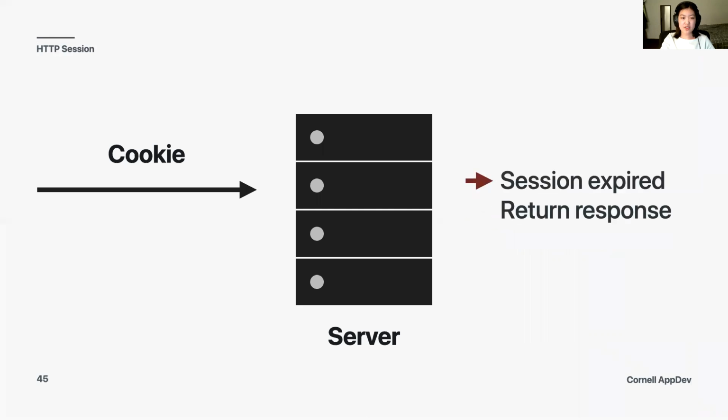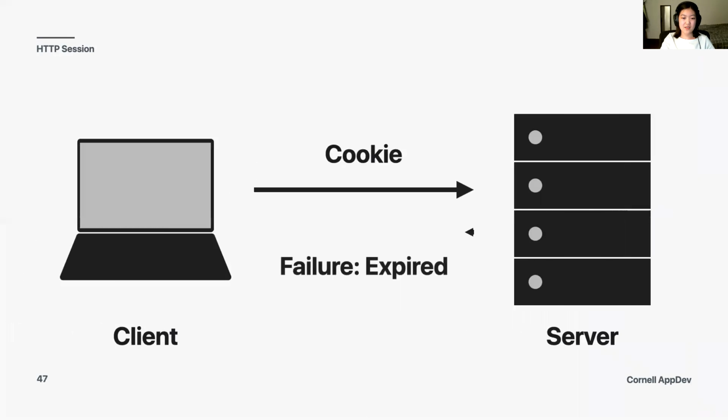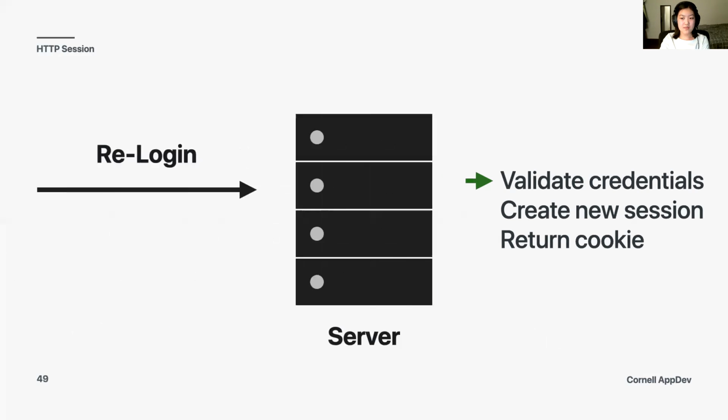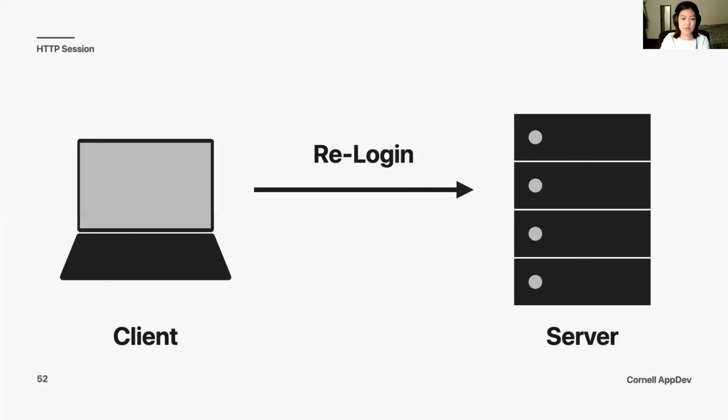What if the session is actually expired though? So like, we gave you permission to use our services for 1 day, but now 1 day has passed. It's going to return a response that's like, failure, your cookie has expired. So the client will have you re-log in. So essentially, once you lose that cookie, you have to log in again to get that cookie back. And then we validate credentials, we create a new session, we return the new cookie, and it is back.